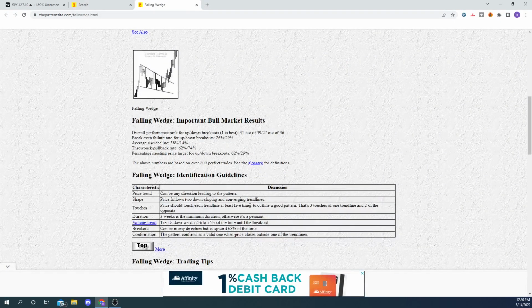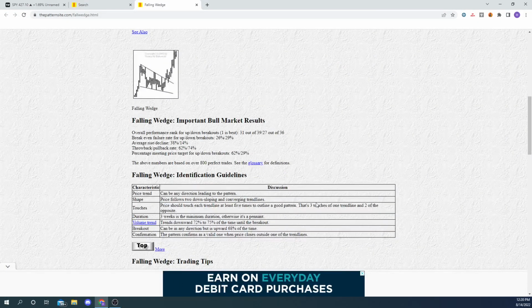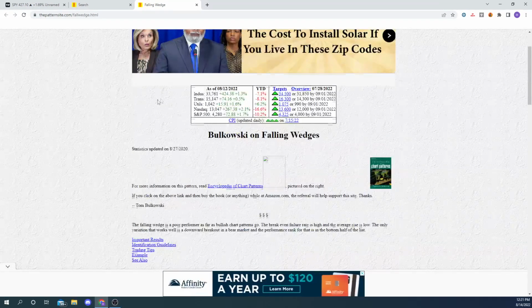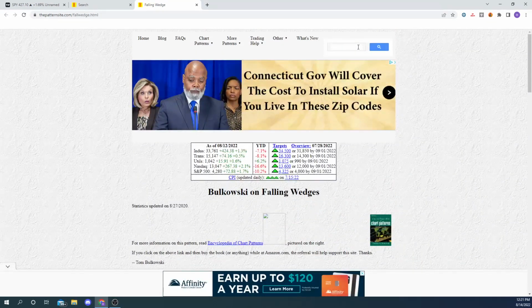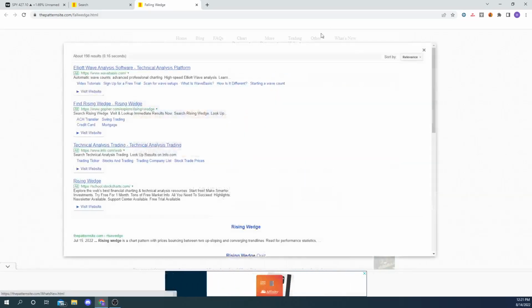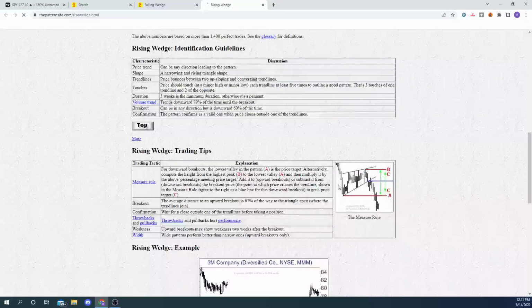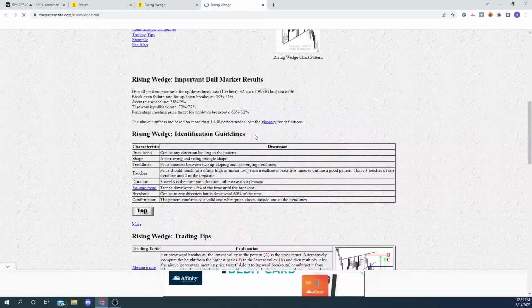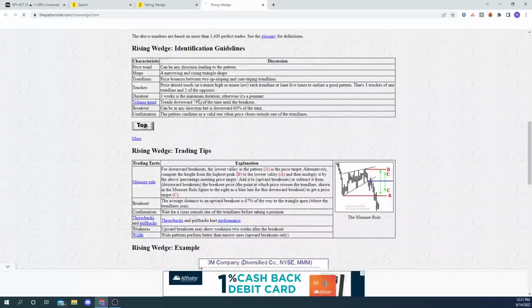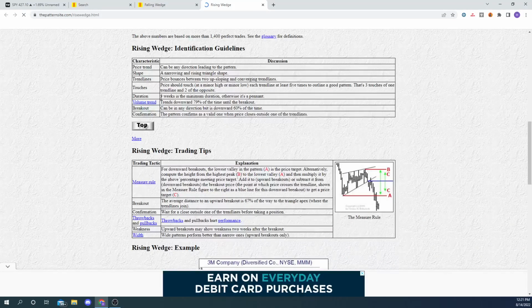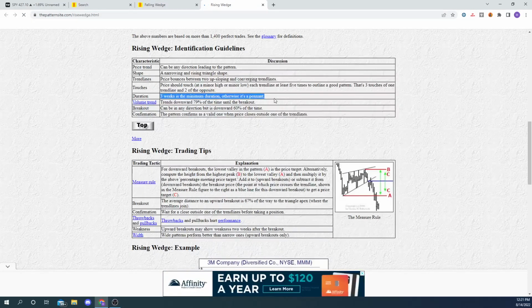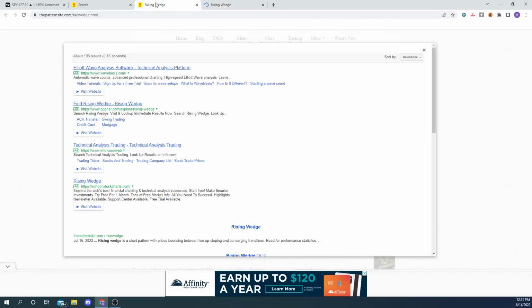Because hey, oh, I said falling wedge. We need a rising wedge. Dang it. Rising wedge. There we go. Rising wedge. All right, so we need 3 weeks as the minimum duration. Otherwise, it's a pennant.